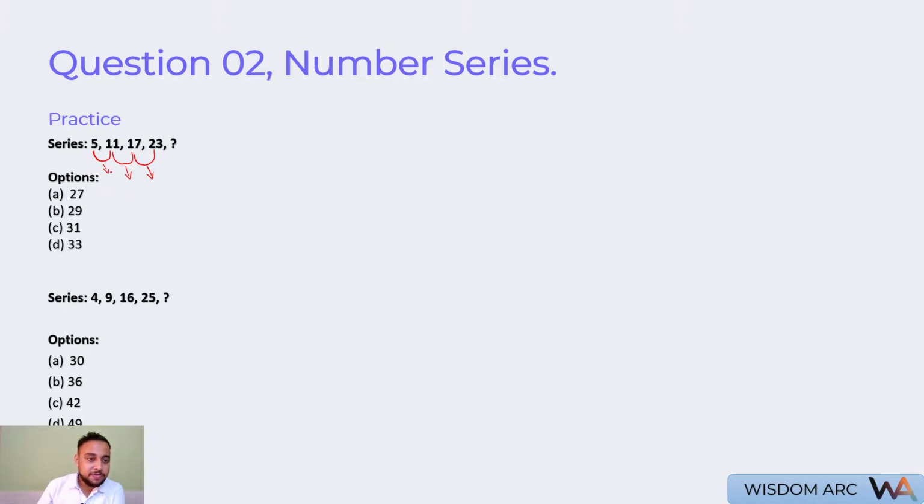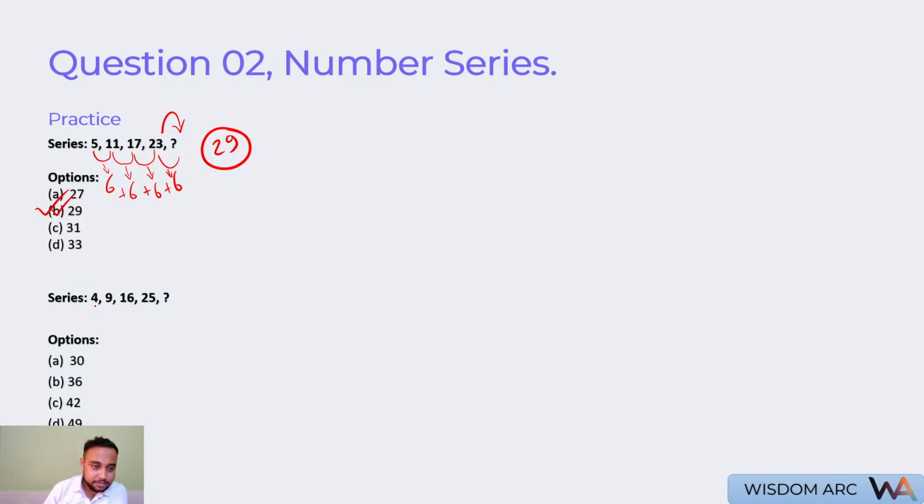All right, check for the difference. What is the difference between 5 and 11? It's 6. From 11 to 17, it's 6. 17 to 23, it's also 6. So here we have our difference of 6. Every time it is being added, so we have to add 6 to the number 23. 23 plus 6 is 29. Option B is your right answer again.